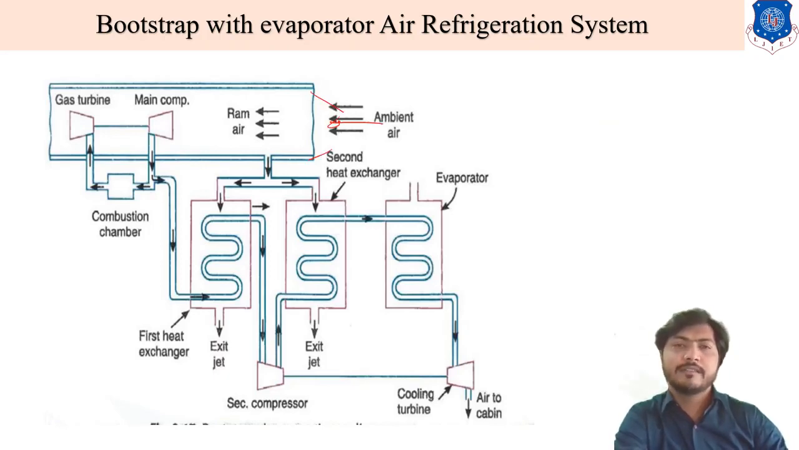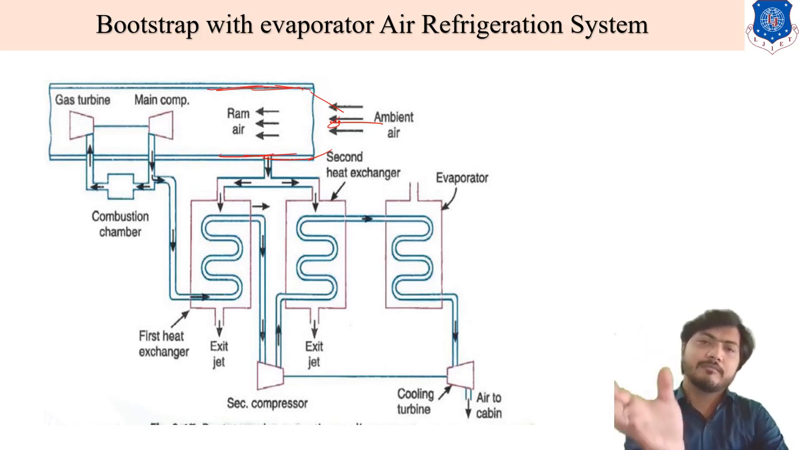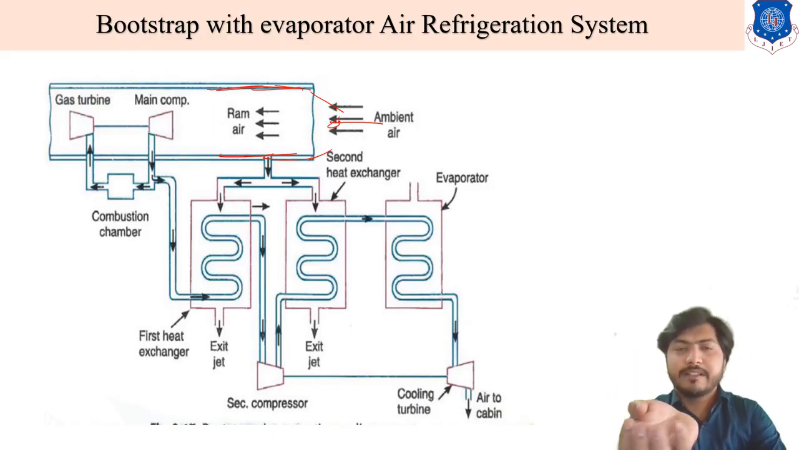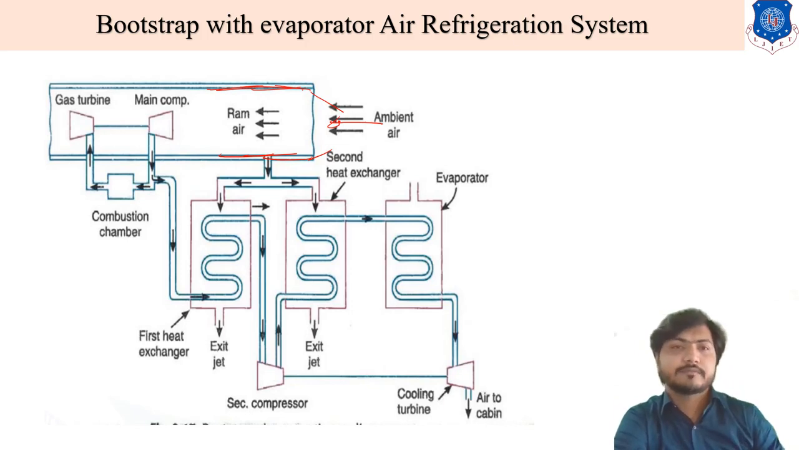So air comes inside this duct system, in which the compressor and gas turbine are coupled. By using the diffuser, the pressure increases isentropically. That's why it is known as ramming air. And then this rammed air is passed into the main compressor, where the pressure of the rammed air increases very high.